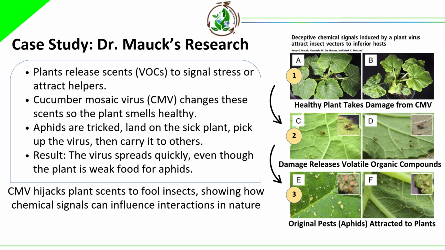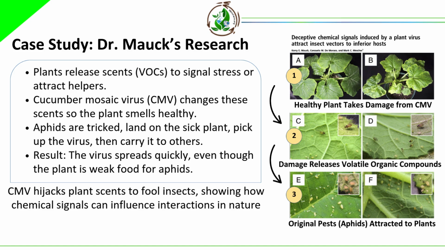When a plant gets infected with CMV, the virus actually changes the plant's smell. Instead of smelling stressed or unhealthy, the infected plant starts giving off the scent of a healthy, juicy, high-quality plant, even though inside, it's not healthy at all. Why does this matter? Because aphids, the tiny insects that spread the virus, are strongly attracted to that healthy plant smell. So they fly in, land on the infected plant, and start feeding.